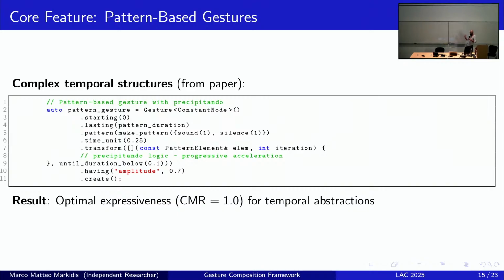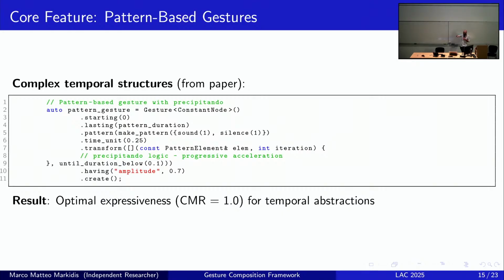Then, this is one additional feature, as I explained before, that is called pattern. In this case, this is an abstraction of the language. Basically, you can add this code to a gesture. What will happen is that we create a pattern. You can see at line 5 a pair of sound and silence, such that there is a transformation.